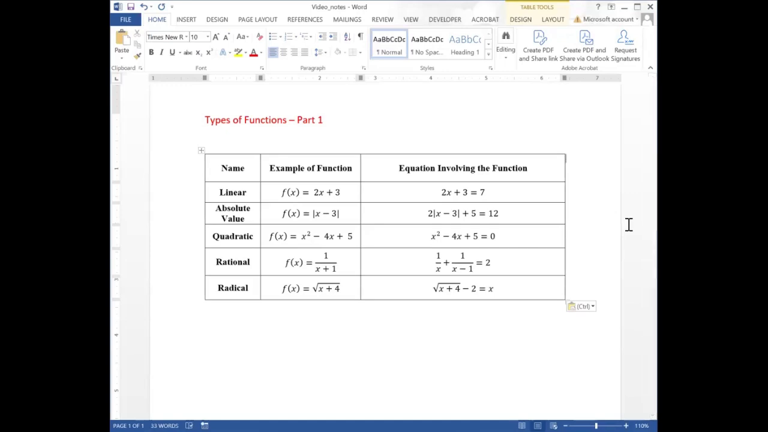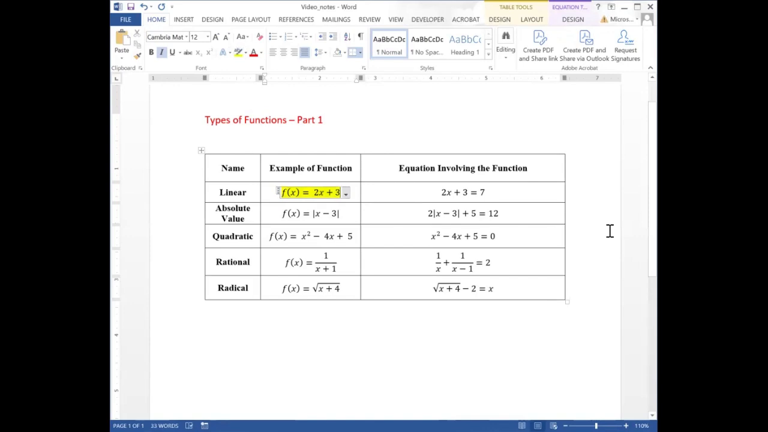In this course, we will discuss several functions. So this is part one of it. The first function we will discuss is the linear function, and it is the most simple function you can find.